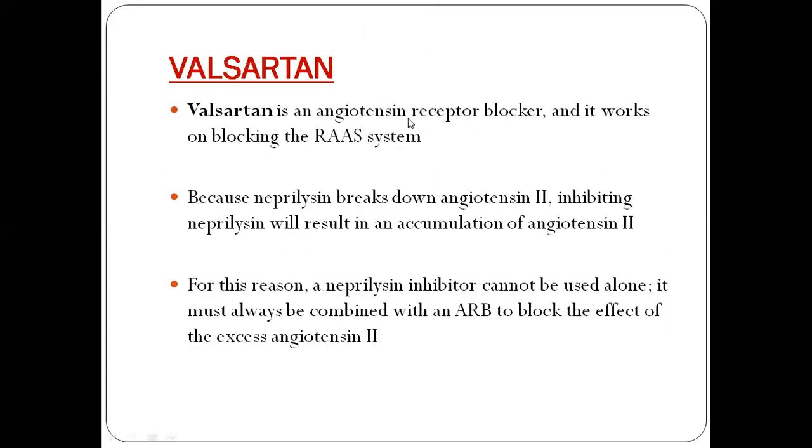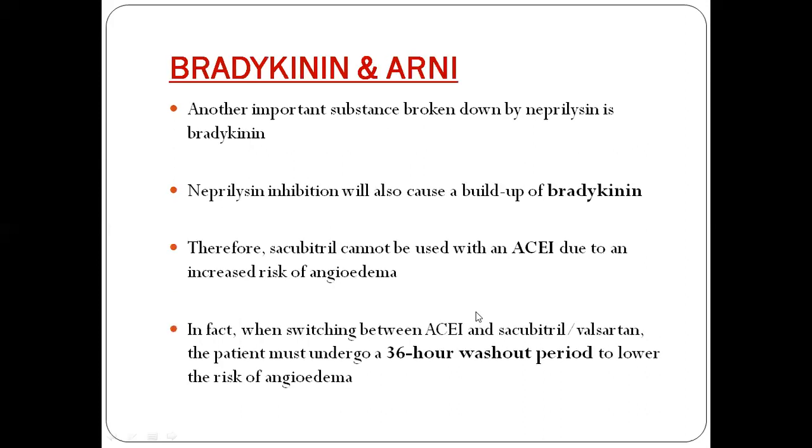Valsartan, as we said, is an angiotensin receptor blocker. Since neprilysin breaks down angiotensin 2, if you inhibit neprilysin there is an increase in angiotensin 2 levels, and thus there can be accumulation of angiotensin 2, which can be detrimental. So you have to inhibit angiotensin 2 also with an angiotensin 2 receptor blocker, which is valsartan. For this reason, a neprilysin inhibitor cannot be used alone, and it should always be combined with an ARB.